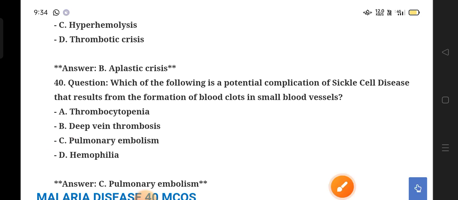Okay, till now I have shown the important MCQs related to sickle cell for the lab technician aspirants.